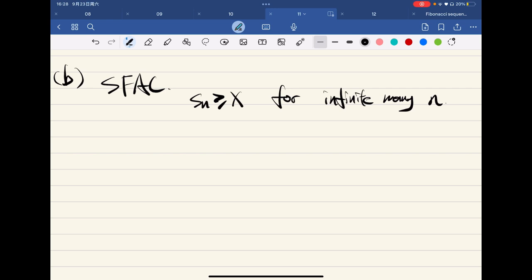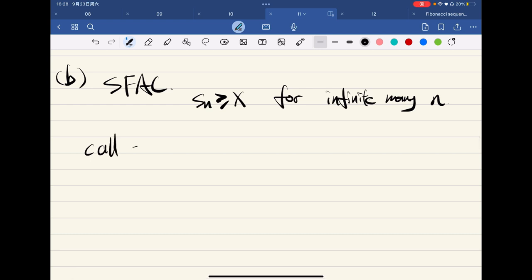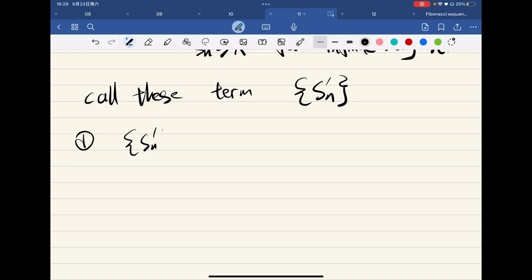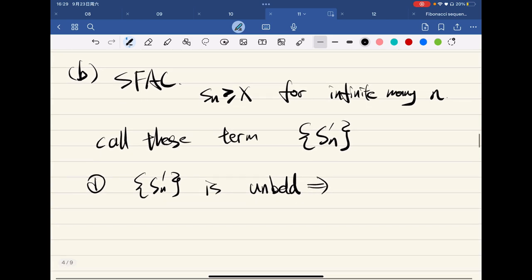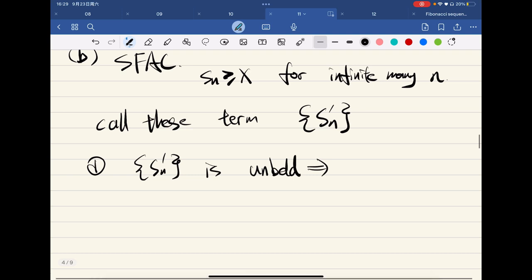So for infinitely many n's, we call these terms S n prime, right? So all the S n's are greater than or equal to x. Now we have casework. Case 1, if S n prime is unbounded, that means that it diverges to infinity, right? So this is a subsequence of the original sequence, formed by picking all the points that are greater than or equal to x. So if it's unbounded, it diverges to infinity, which means that infinity is a subsequential limit.